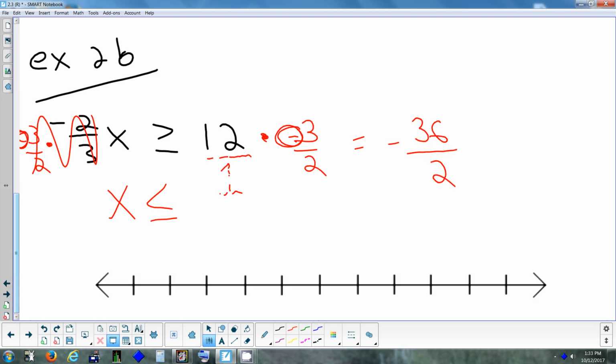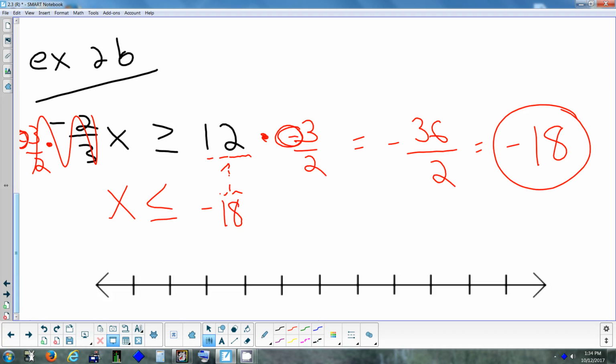Negative 36 over 2. Can that be simplified? It really means negative 36 divided by a positive 2. A negative divided by a positive is negative. And what's it going to be, Mallory? Negative 18. Negative 18 is my answer. I'll put it down here. I flipped my sign, I'm good.